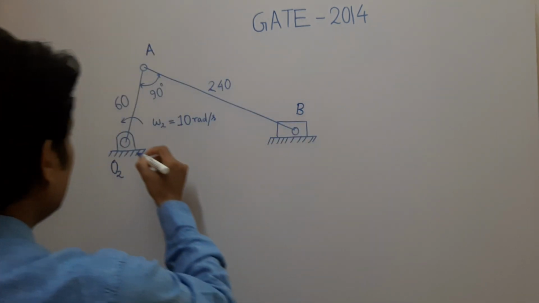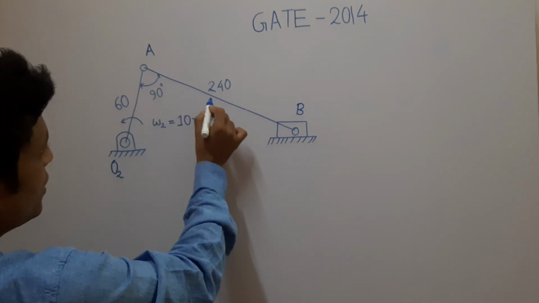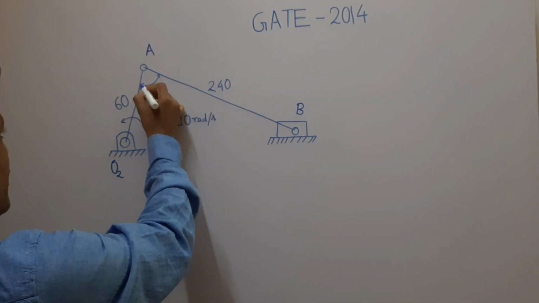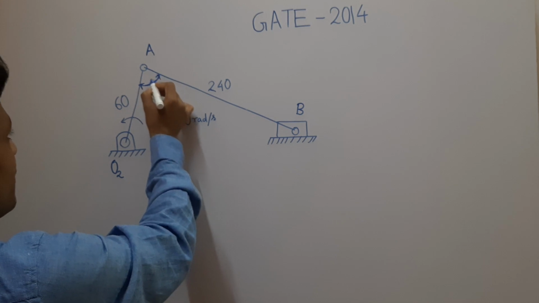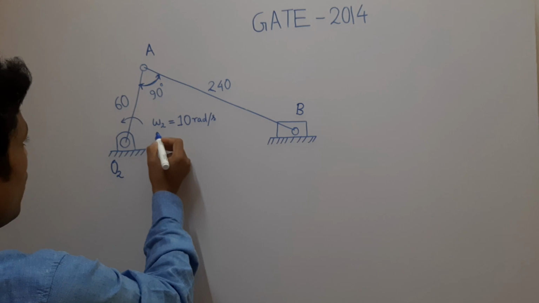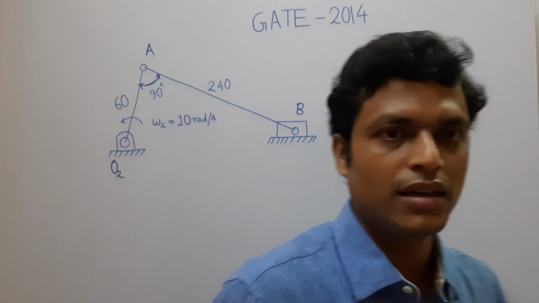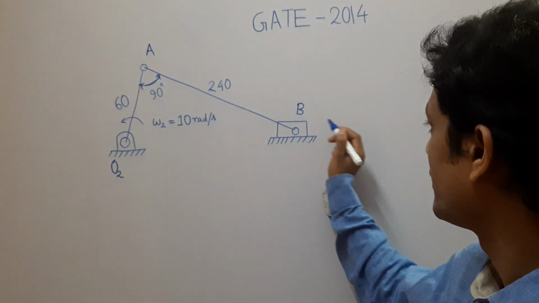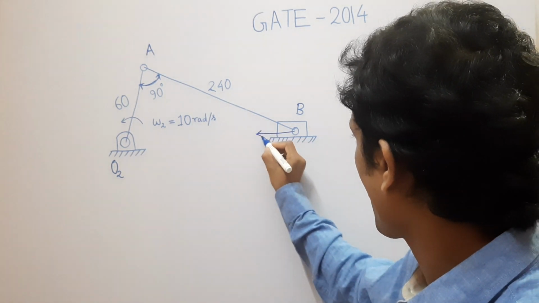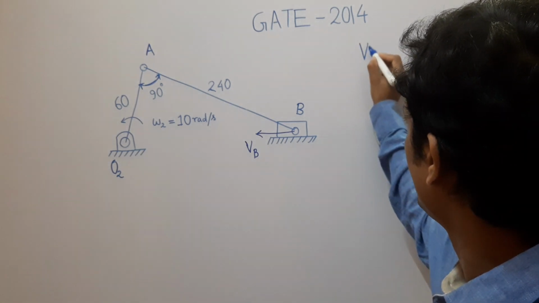O2AB. The length of O2A is 60 mm. The length of the connecting rod, that is AB, is 240 mm, and the angle between the crank and connecting rod is 90 degrees. The angular speed of the crank is 10 radian per second. It has been asked what is the speed of the slider. Say the speed of the slider is Vb. So you have to find out Vb.